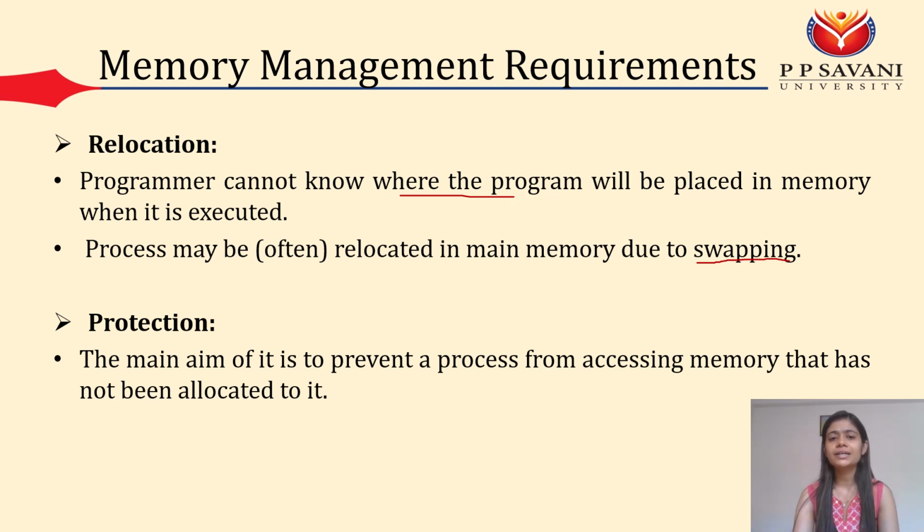The second requirement is protection. The main aim of it is to prevent a process from accessing memory that has not been allocated to it. A process is allowed to use the memory addresses which are already allocated to it, but beyond that limit, the process is not allowed to access the memory. So this protection must be there; only then can data consistency be maintained.